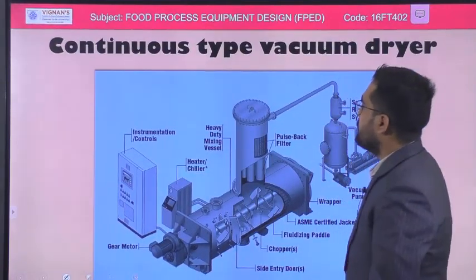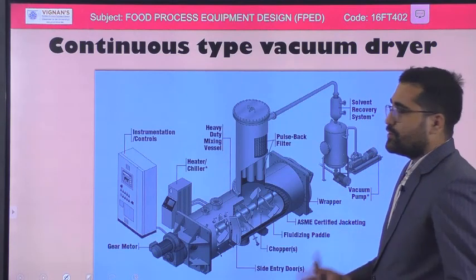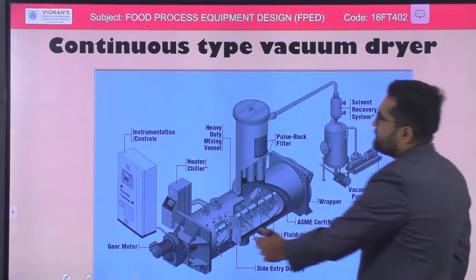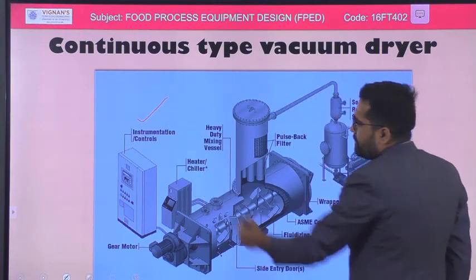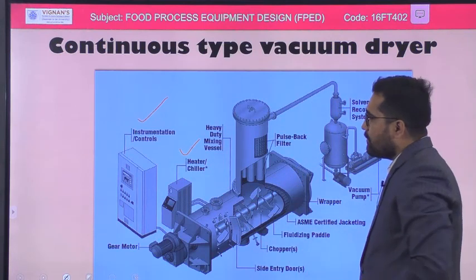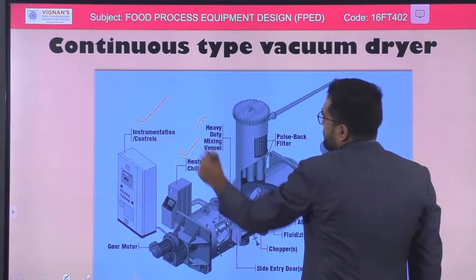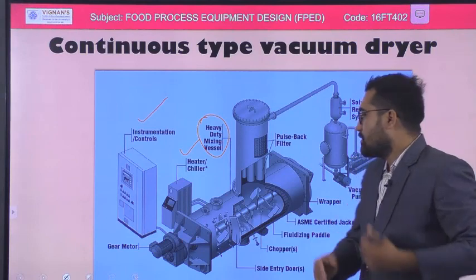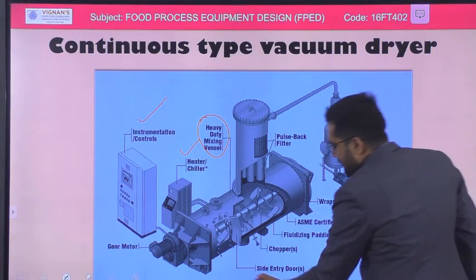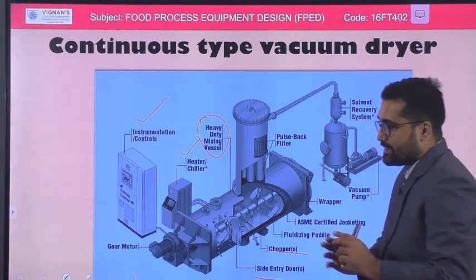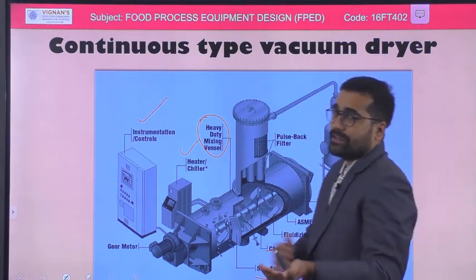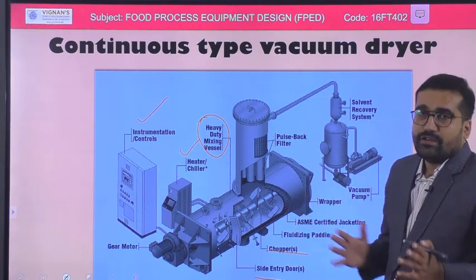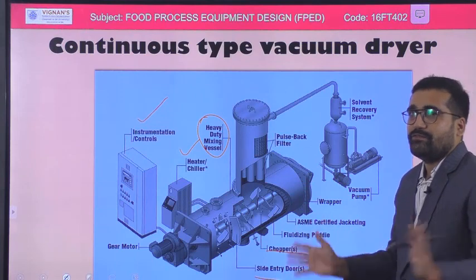that is the continuous type vacuum dryer. Here also the components will be more or less the same. Instrument controls we have found previously, and the heater or chiller we have already seen. The heavy duty mixing vessel is new in this, because here the mixing of the particles is constantly occurring, and there are side entry doors and choppers which chop the particles. Mixing plus chopping and cutting everything occurs inside this vacuum dryer, whereas in the batch type dryer only drying was occurring.